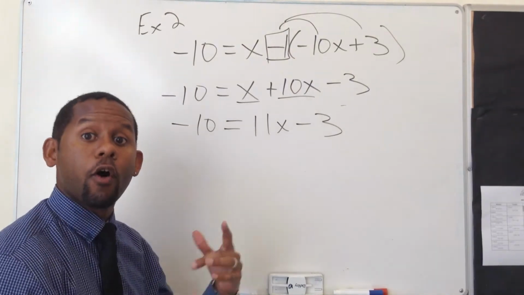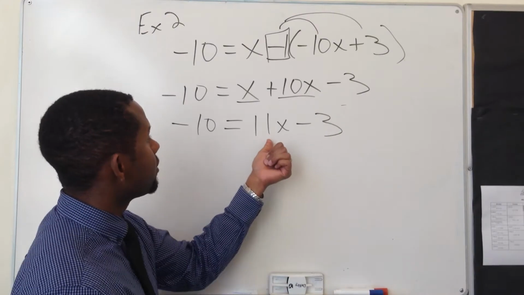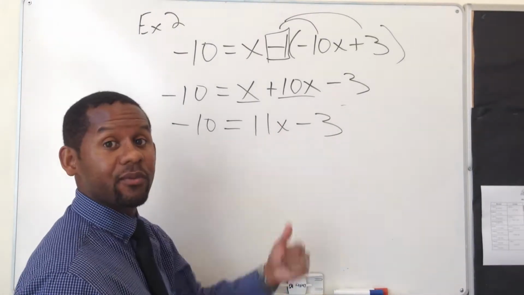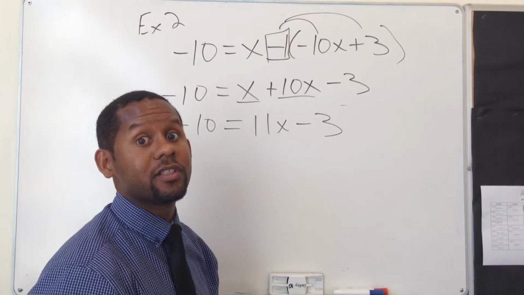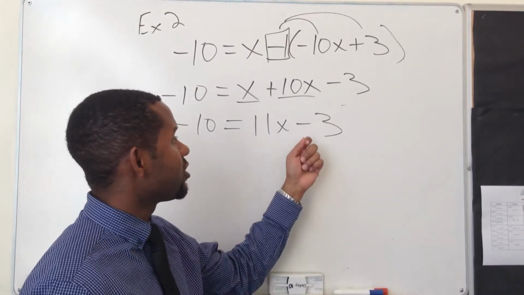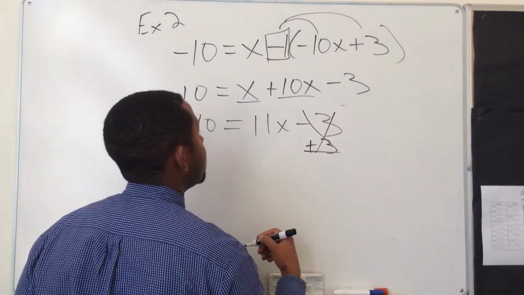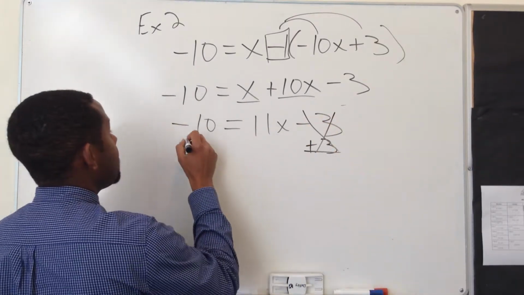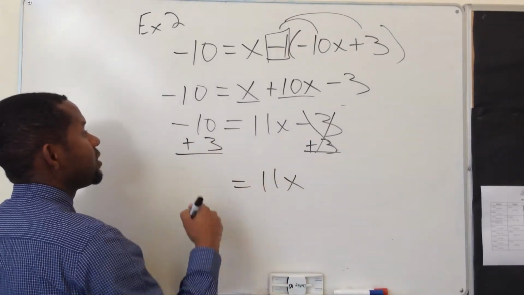Step 3, move all my variables to one side, all my constants to the other side. Well, since all my variables are already over here, I'm just going to get rid of the constant. I want minus 3 to be gone. In other words, I want it to be 0. So how do I turn minus 3 into 0? Plus 3. Because negative 3 plus 3 is 0. Plus 3. I end up with 11x equals.